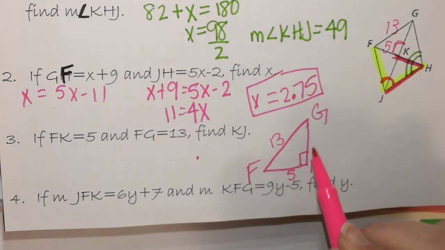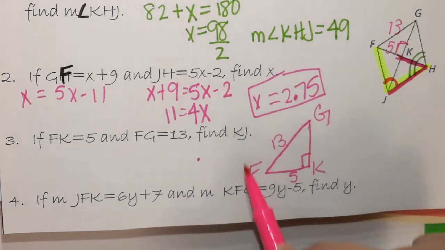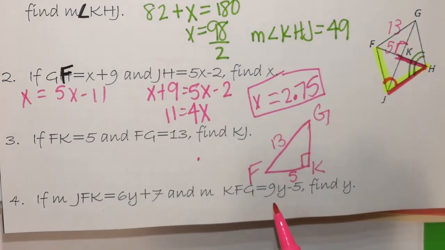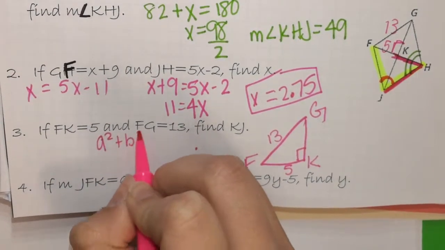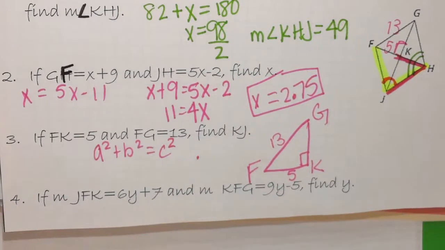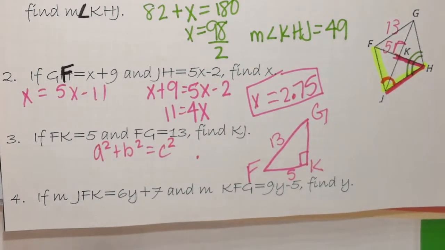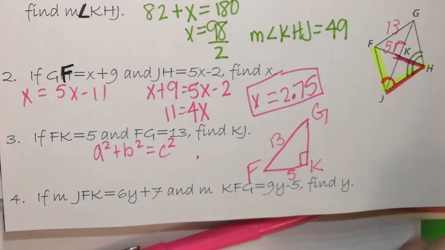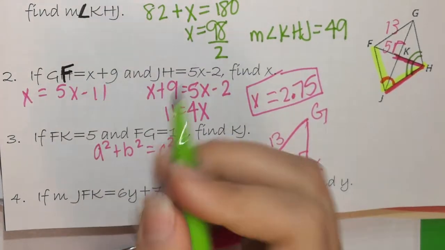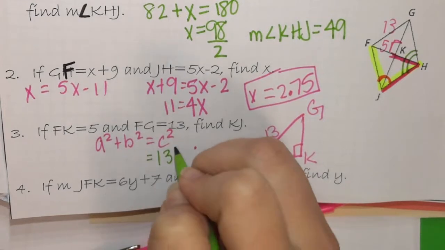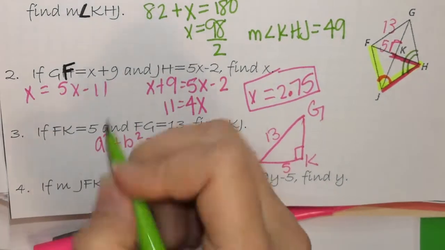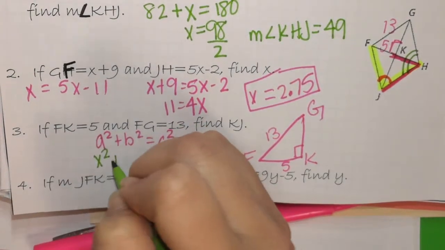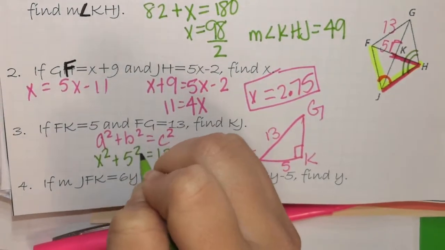Now, what theorem did we talk about yesterday? Pythagorean theorem. And what is the Pythagorean theorem? Now, what do we know is C this time? 13, because the C is always across from the 90-degree angle. So you get 13 squared. Now, it does not matter what you plug in for A and what you plug in for B. But we're going to let this be x squared plus 5 squared.